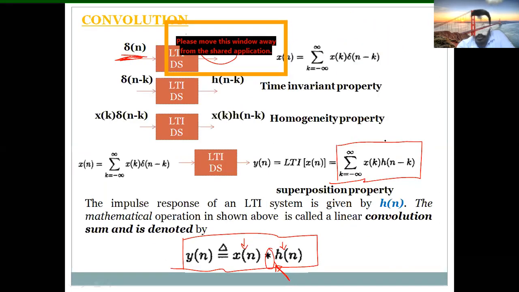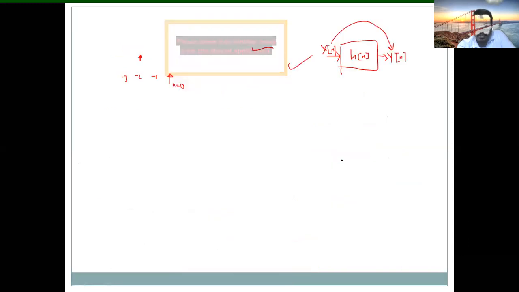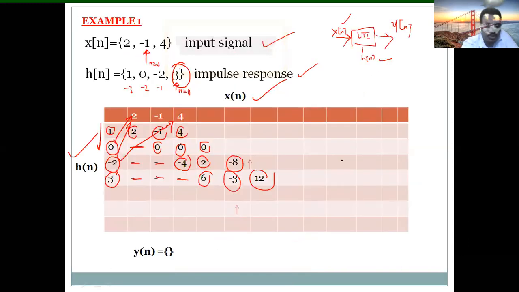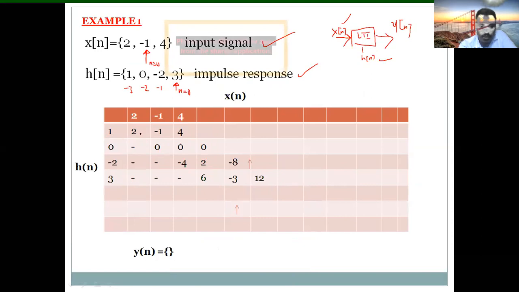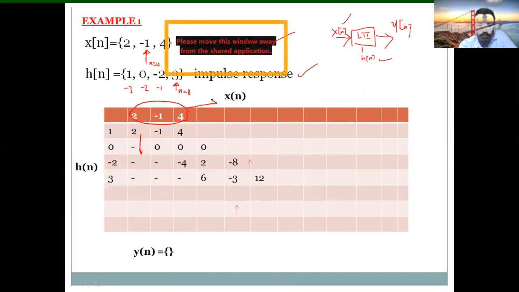Here, come to our formula. First, x of k multiplied by h of k, then shift by k, we shifted. Finally is what? Summation. We have to add these multiplications together. So what should we do? We add vertically now. Don't be confused. Don't add this part. This part is our input. This part is our impulse response. This part is the result. So we add now vertically.